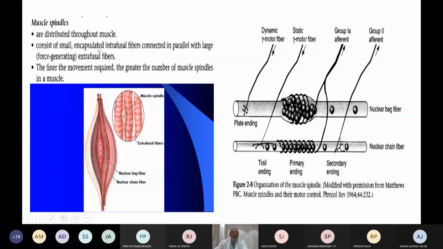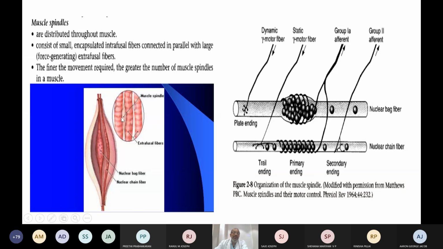They consist of small encapsulated intrafusal fibers connected in parallel with force-generating extrafusal fibers. Extrafusal fibers are force generating. Intrafusal fibers are too small. Understood? The finer the movement required, the greater the number of muscle spindles in a muscle. When you try to do a finer movement, we have to involve a greater number of muscle spindles. Understood?